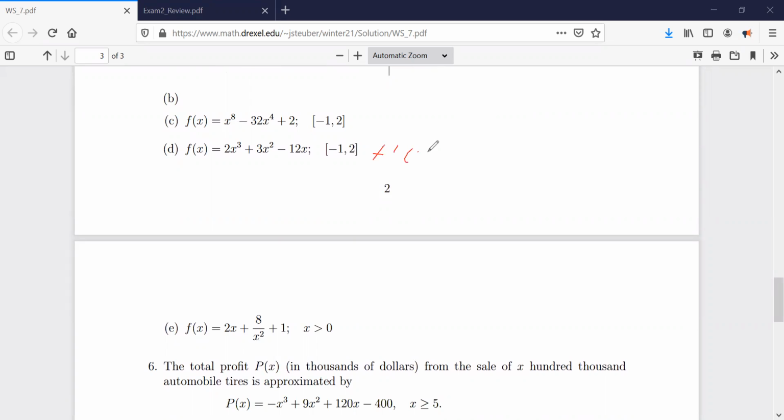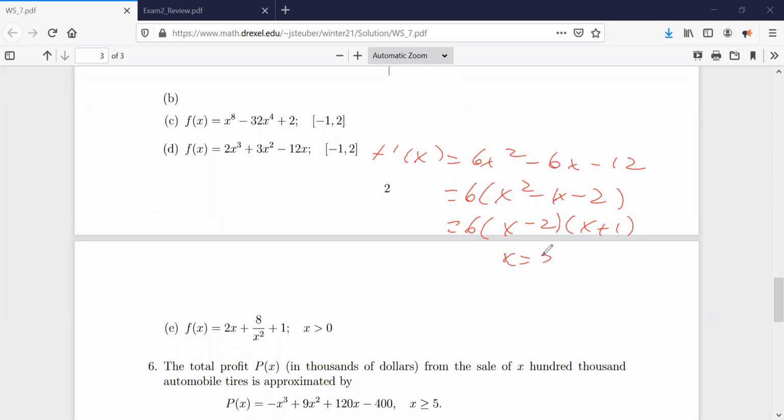So f prime of x is going to be equal to 6x squared minus 6x minus 12. And now I'm just going to pull out the 6 from that. So that's 6 times x squared minus 1x minus 2. And that's going to be equal to 6 times x minus 2 times x plus 1. So that tells me that this is going to be equal to 0 when x is equal to 2 and when x is equal to negative 1.